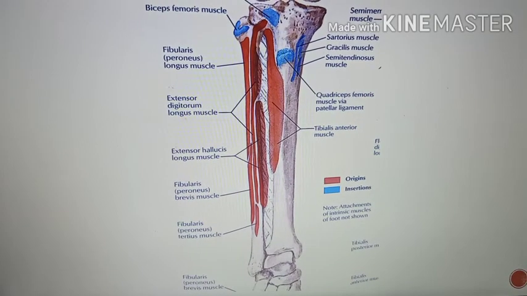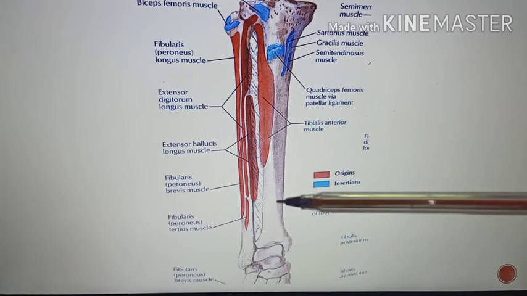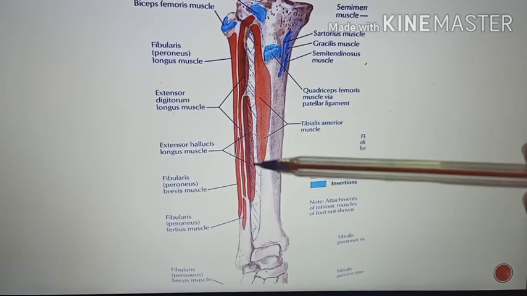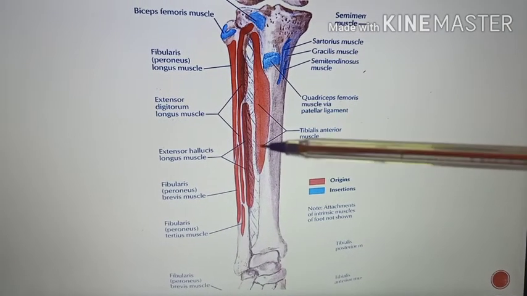Now coming to the relations of the interosseous membrane. So this is a picture which is showing the anterior relations. So this is when you see the interosseous membrane from the front.